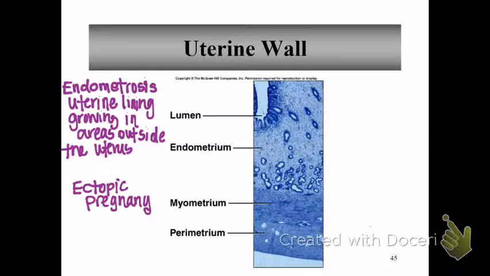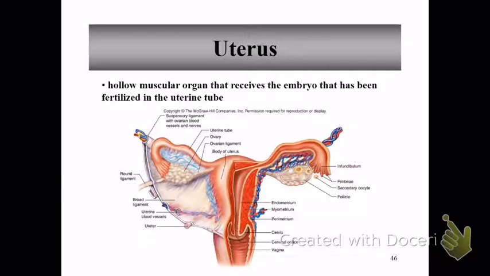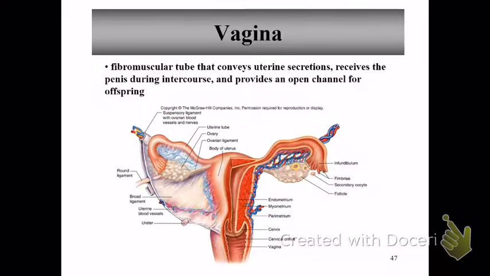But what is the uterine wall? It's a thick wall. It produces estrogen and progesterone. I think that's on the next slide. Hollow muscular organ that receives the embryo. So the implantation happens there. So make sure you got that. Fertilization is in the uterine tube or fallopian tube. Implantation is in the uterine wall. Okay, so we'll see all that there.